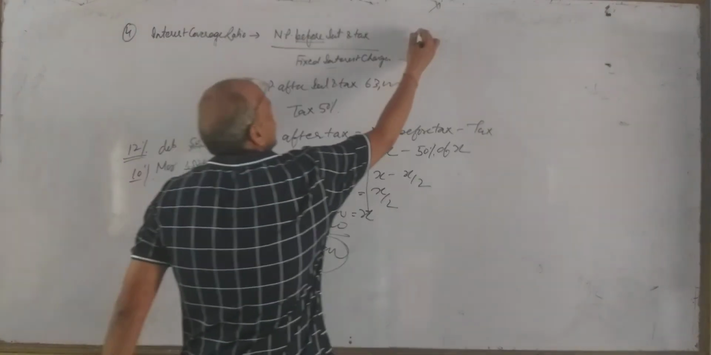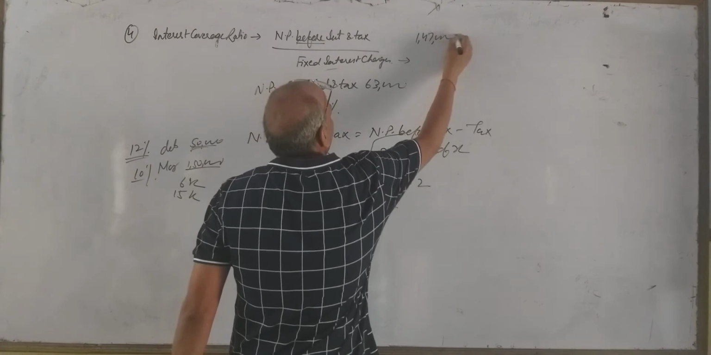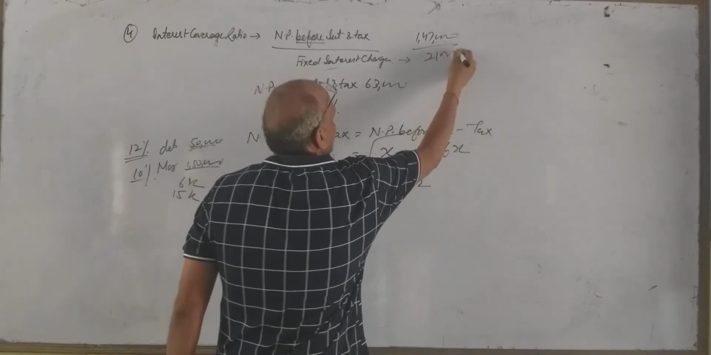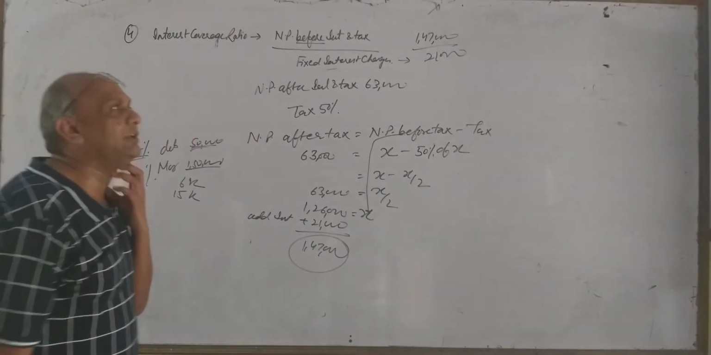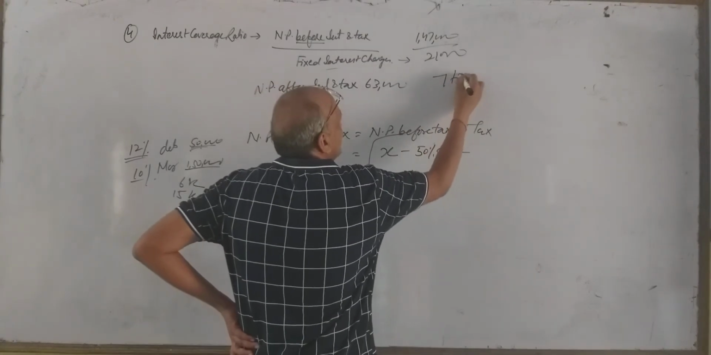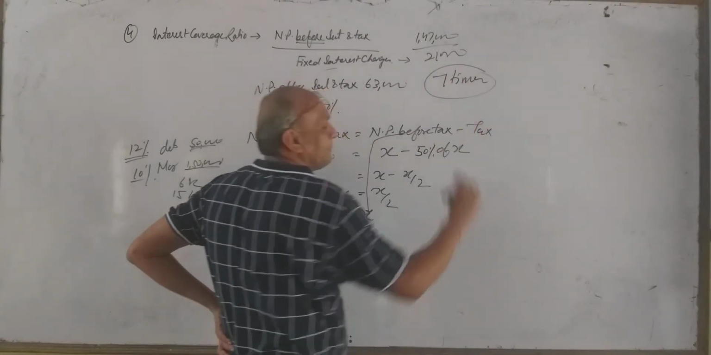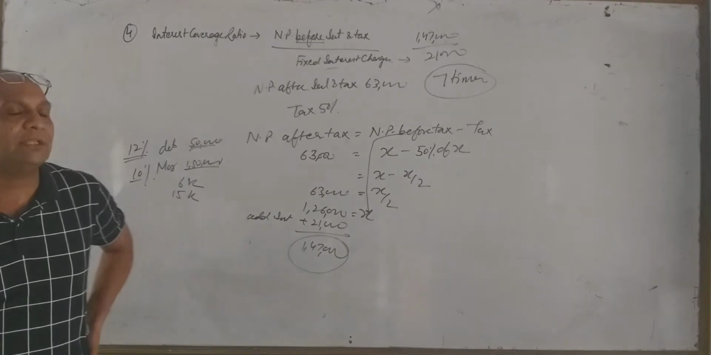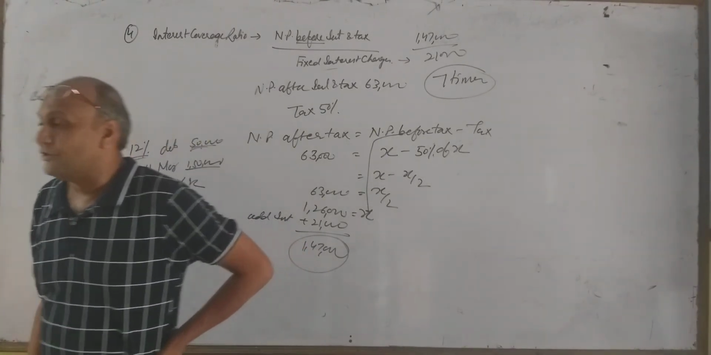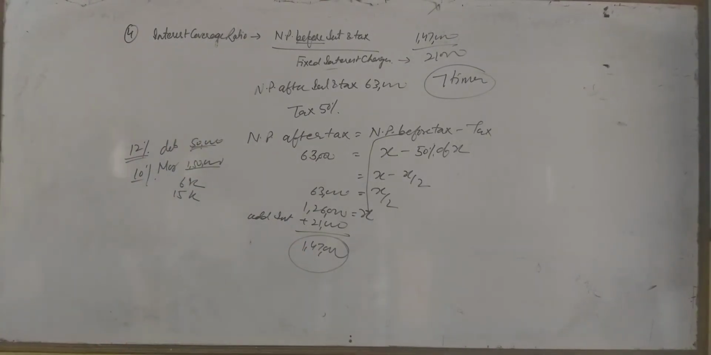So 1,47,000 divided by fixed interest. What is fixed interest here? Fixed interest is 21,000. The answer comes 7 times. Means our profit is 7 times more than the total interest we are paying. So this is our another ratio which is known as interest coverage ratio.